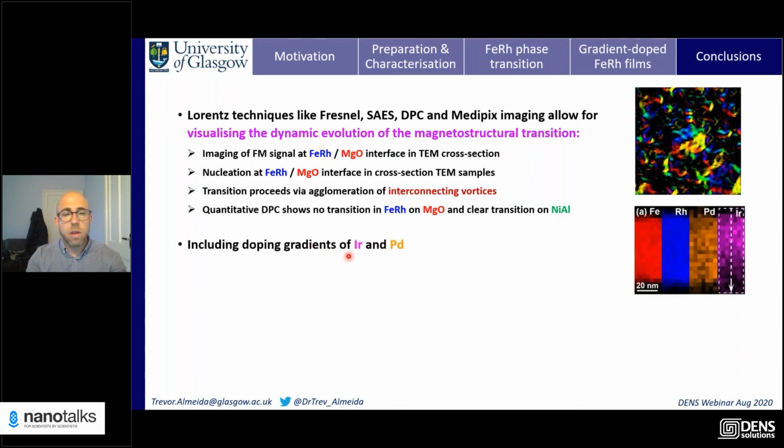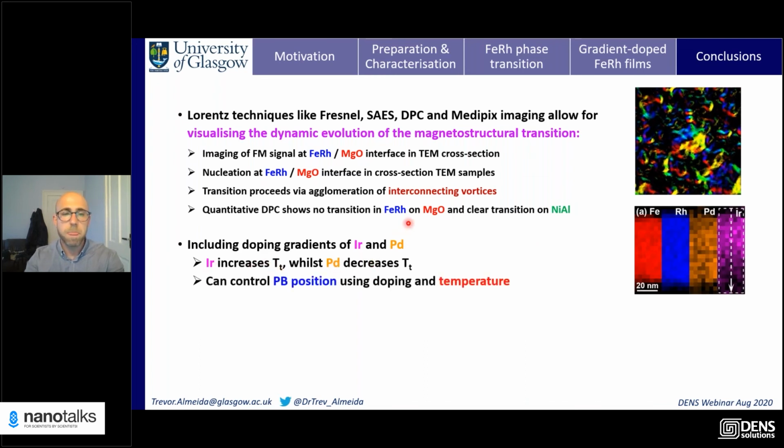Also showed how we can include doping gradients of iridium and palladium, which then can control the transition temperature, either by increasing it with iridium or bringing it down using palladium. And then we can control this phase boundary position using both doping and temperature.